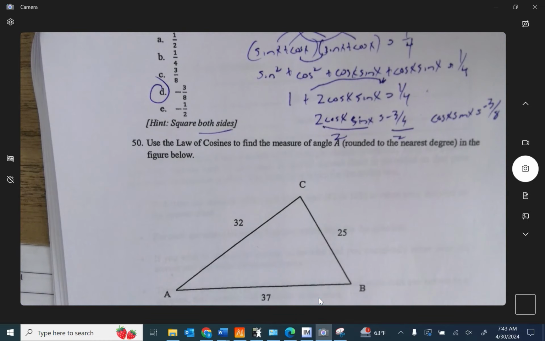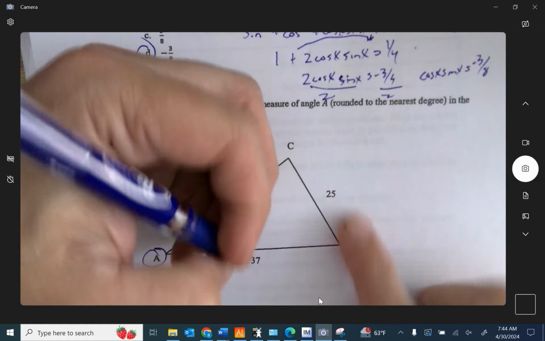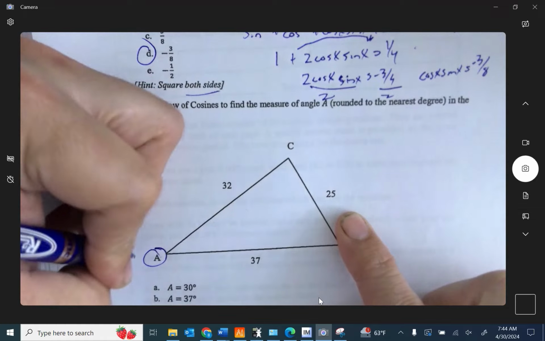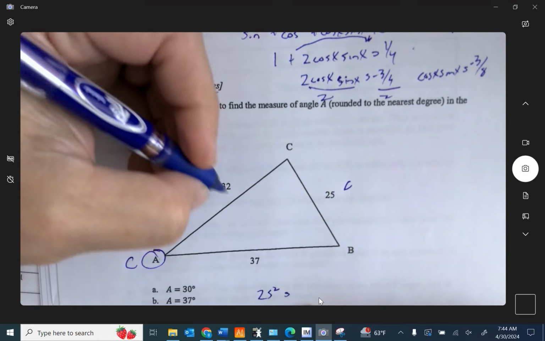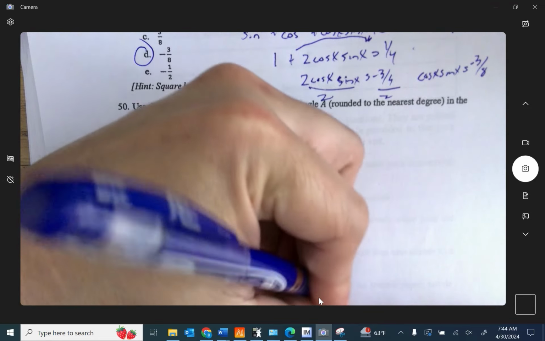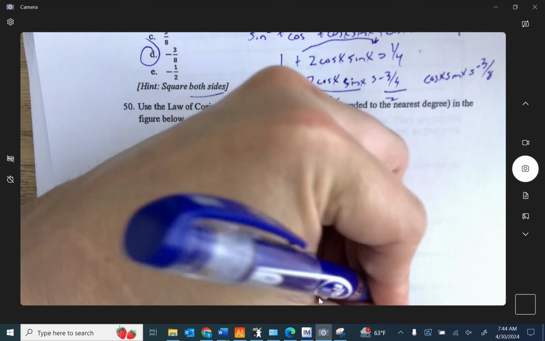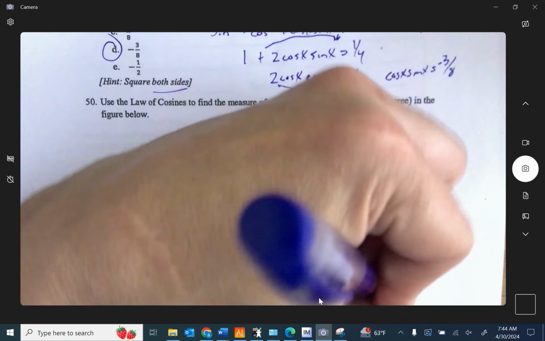And the last one, 50. Use the law of cosines to find the measure of angle A rounded to the nearest degree in the figure below. And again, we won't worry too much about that. So they want A. So this is kind of going to be like my C here, okay? 25 squared equals 32 squared plus 37 squared minus 2 times 32 times 37 times the cosine of this thing.